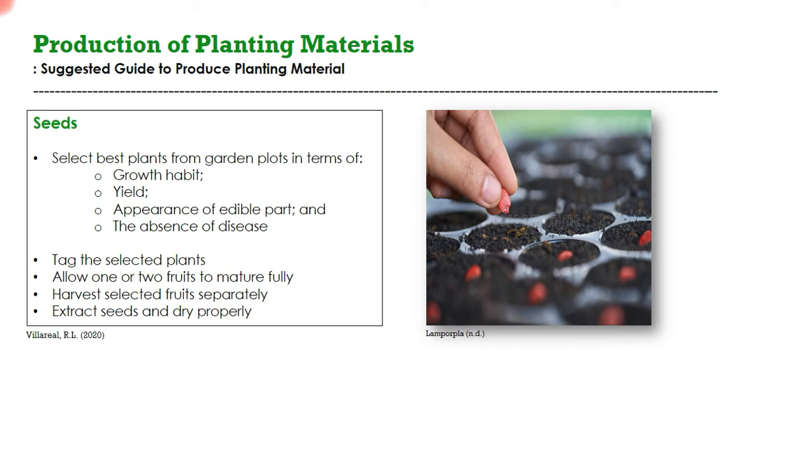Now, a suggested guide to produce planting materials for seed. Select the best plants from garden plots in terms of growth habit, yield, appearance of edible part, and absence of disease. In seeds, tag the selected plants, allow 1 or 2 fruits to mature fully, harvest selected fruits separately, and extract seeds and dry properly.